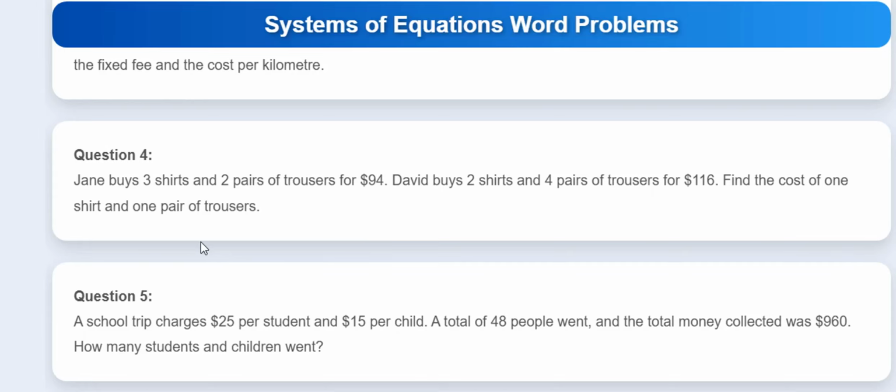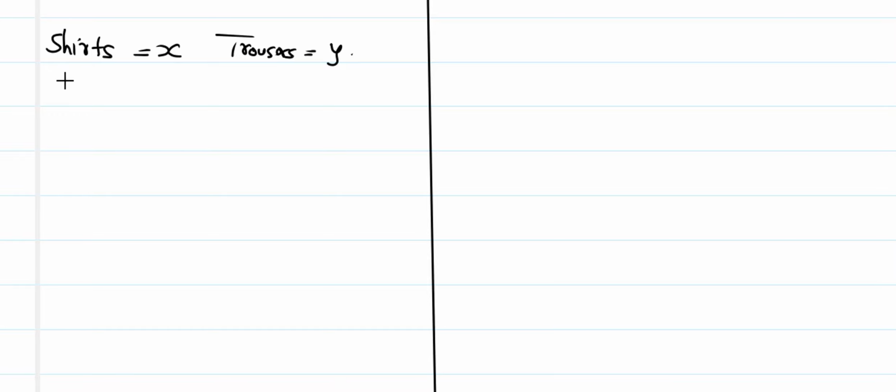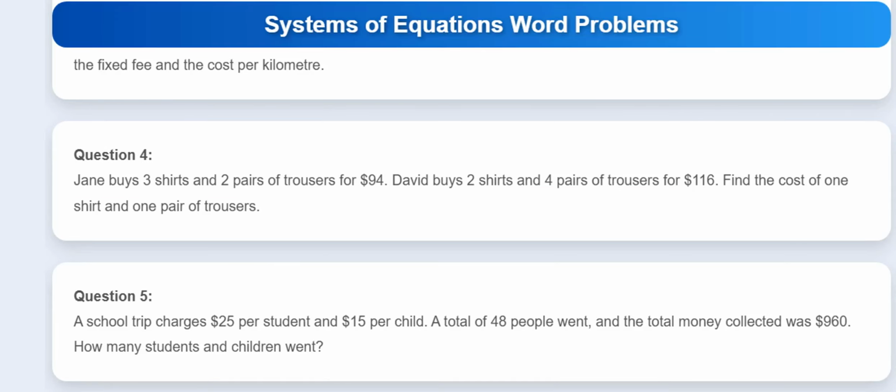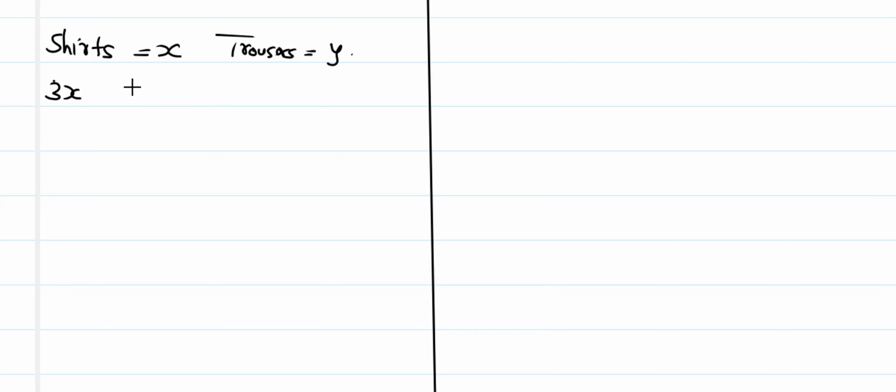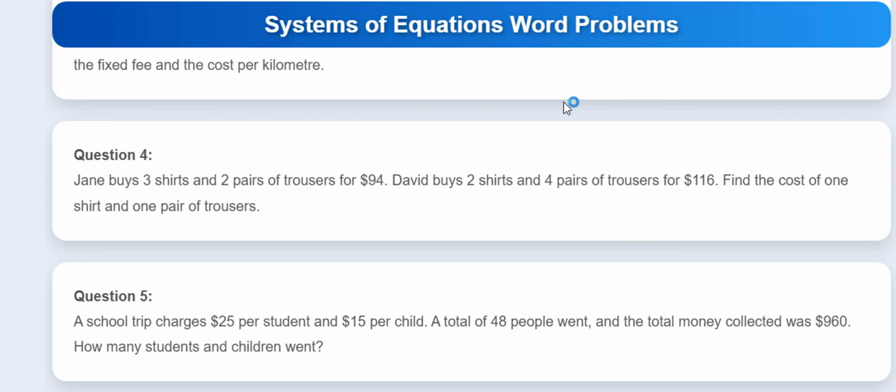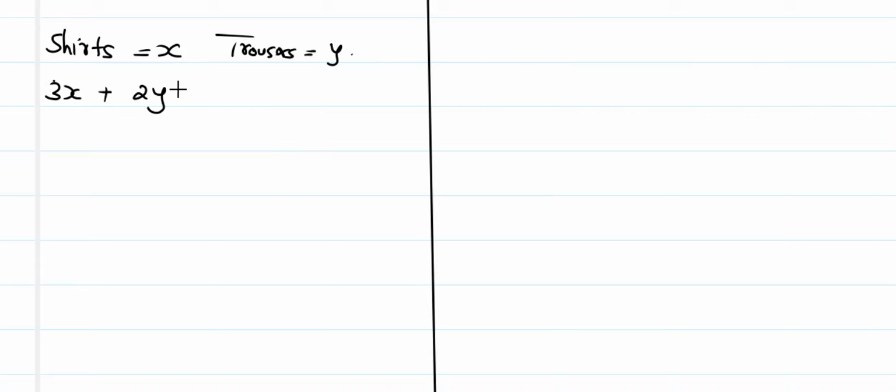Then you are told he buys 3 shirts and 2 pairs of trousers. So he buys 3 shirts. So we know shirts are represented by x, so 3 shirts will be 3 multiplied by x, which will be 3x. Then 2 pairs of trousers, so it will be 2 multiplied by y, which now will be 2y. And you are told after buying this, he spends $94. So a combination of these two will cost Jane $94, and this becomes our first equation.